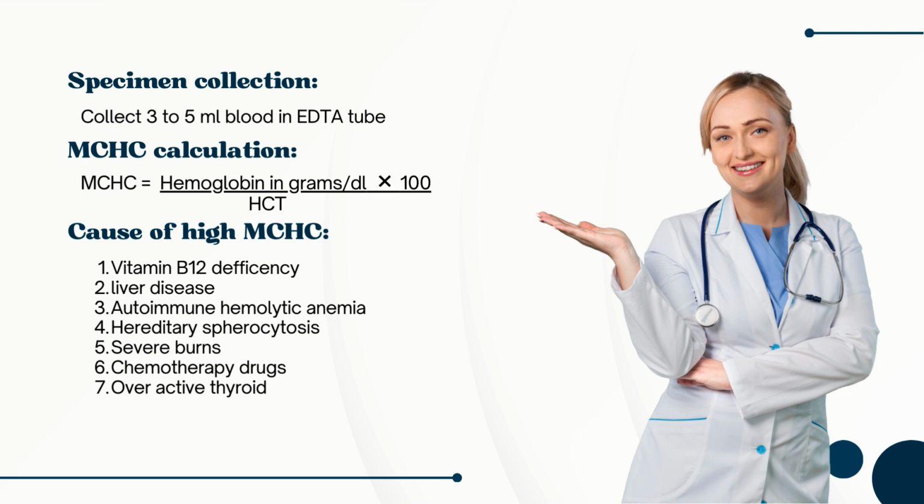Specimen collection. Collect 3 to 5 milliliters blood in EDTA tube. MCHC calculation. MCHC equals hemoglobin in grams per dL multiply 100, divided by HCT. Cause of high MCHC. Vitamin B12 deficiency. Liver disease. Autoimmune hemolytic anemia. Hereditary spherocytosis. Severe burns. Chemotherapy drugs. Overactive thyroid.